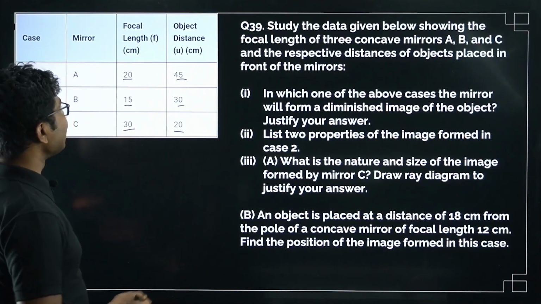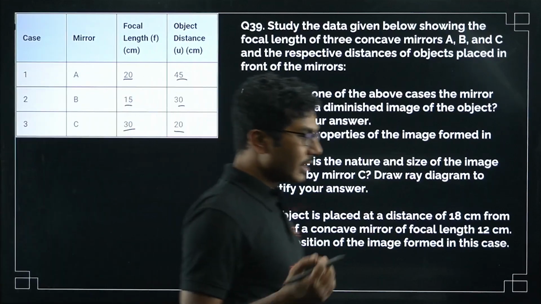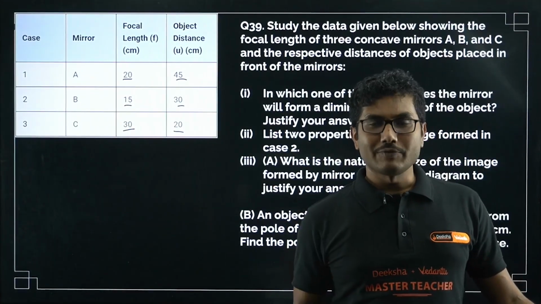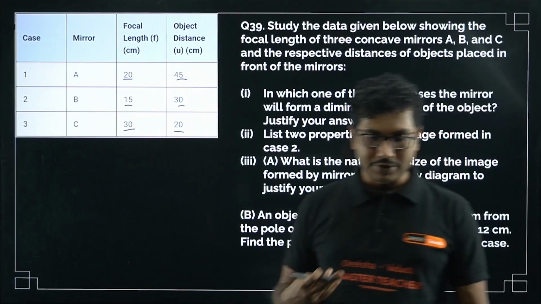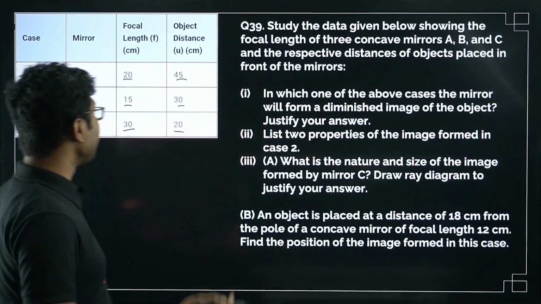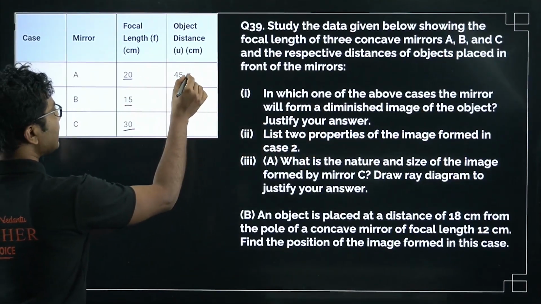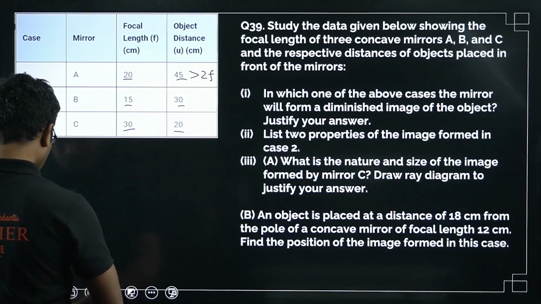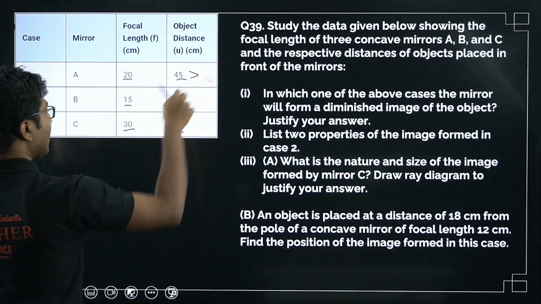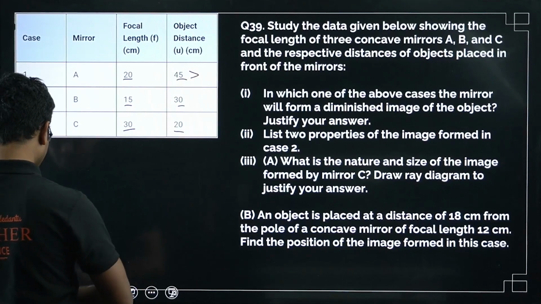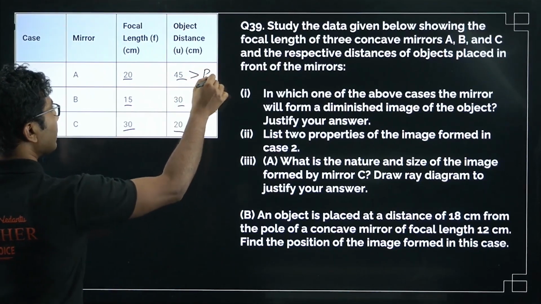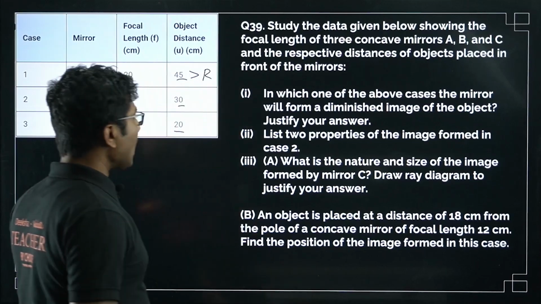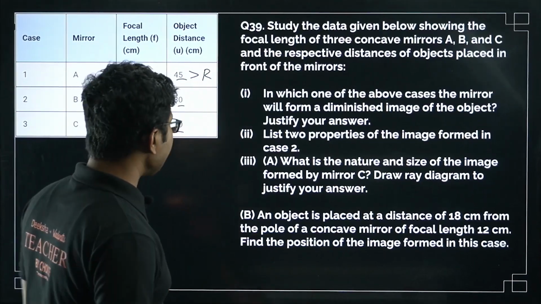So if the distance is more than 2f, that is the radius of curvature, then it forms a diminished image, right? Diminished inverted image. So in this case, if you see, this distance is greater than 2f, or greater than the radius of curvature. Definitely in this case you will get a diminished image. Okay, list two properties of the image formed in case 2.